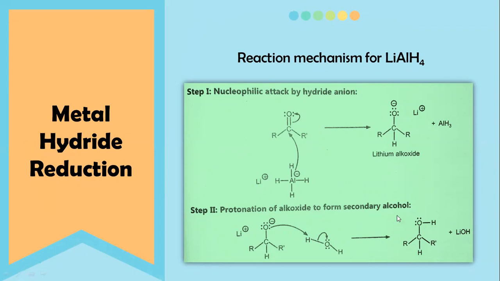So this is how lithium aluminum hydride converts a carbonyl compound into alcohol. If the carbonyl compound is an aldehyde, it forms a primary alcohol. If the carbonyl compound is a ketone, it forms a secondary alcohol.